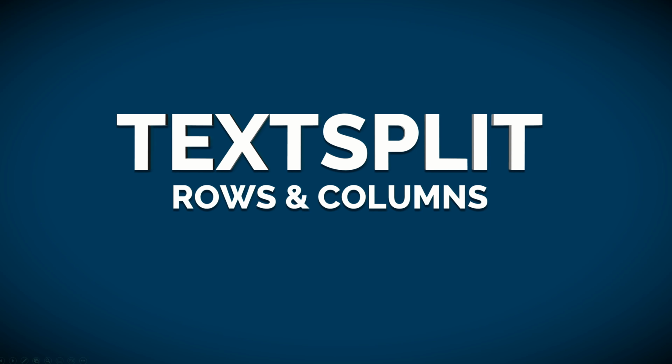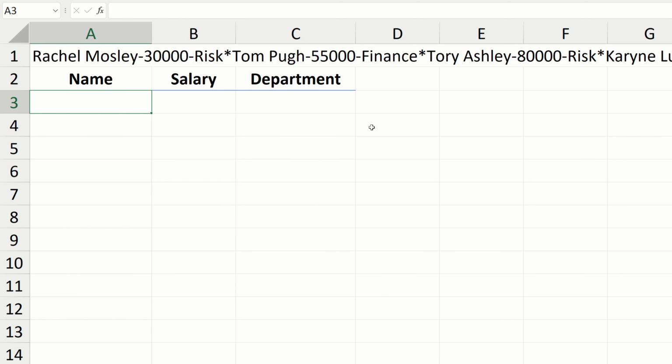The TEXTSPLIT function is also capable of returning two-dimensional arrays rather than just a single row or a single column of results. The text value that we have within cell A1 contains names, salary information, and departments which are split with a hyphen sign. The next corresponding name, salary, and department is then split using a star symbol.